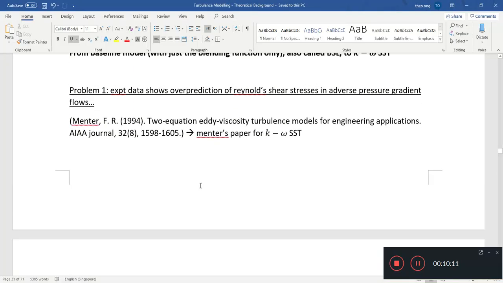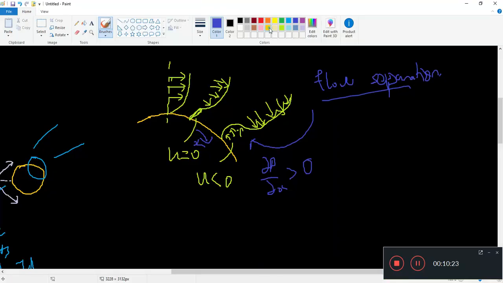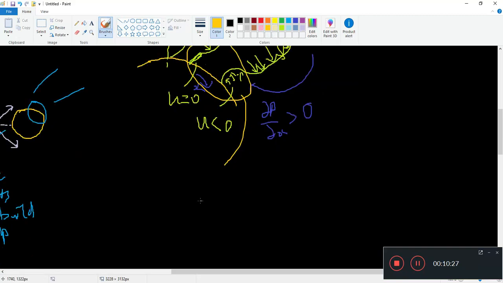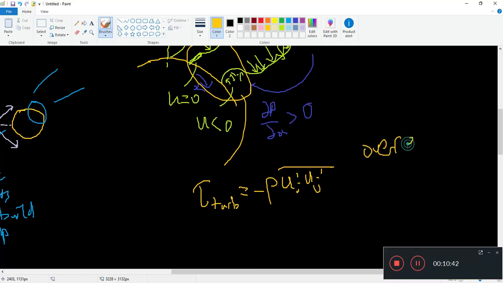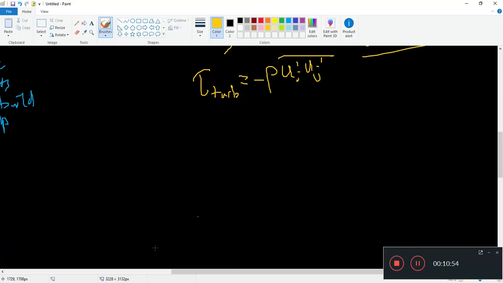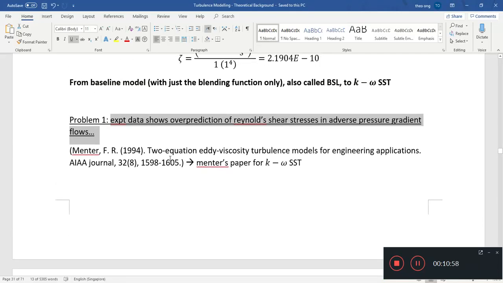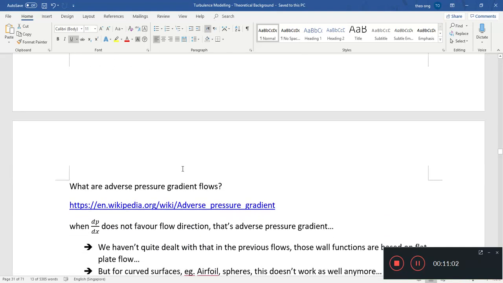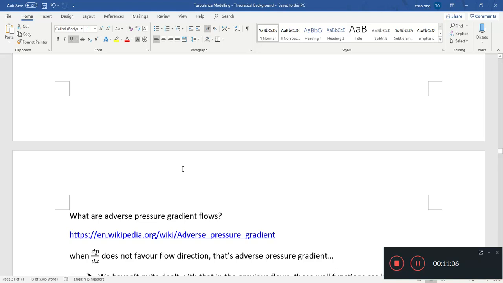Now what's the problem with the kOmega SST? Okay, so experimental data shows that the Reynolds shear stress in adverse pressure gradient flows is over predicted. What does that mean? It means that in regions such as this, the Reynolds shear stress, so the tau turbulent, for example, so that's the ui'uj', this is overestimated. It's overestimated here in such regions. Okay, that's what's happening. So we got to think of a way of how to deal with this problem.